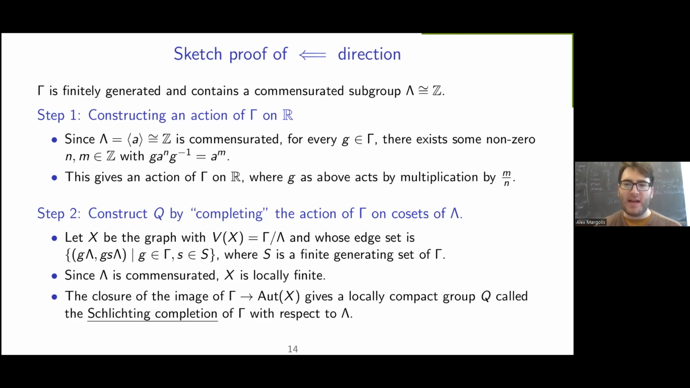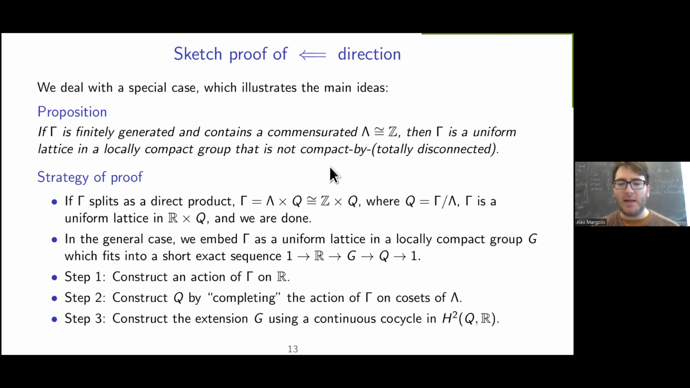And then step 3, which is a little bit too technical to say anything more about, is we somehow want to build, or I'll go back to the previous slide, we want to build this short exact sequence, this group G that fits into this short exact sequence using the action of gamma on R and using this group Q that we just defined. And this is done using some cocycle.